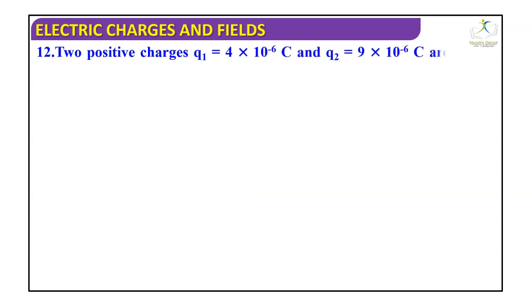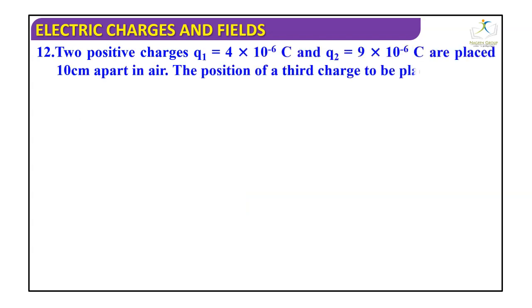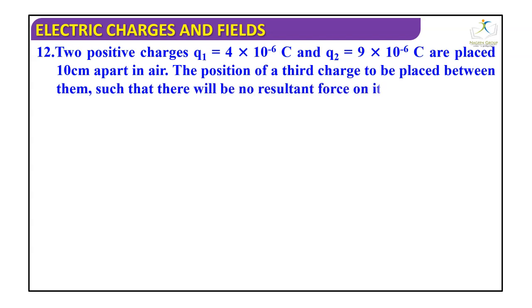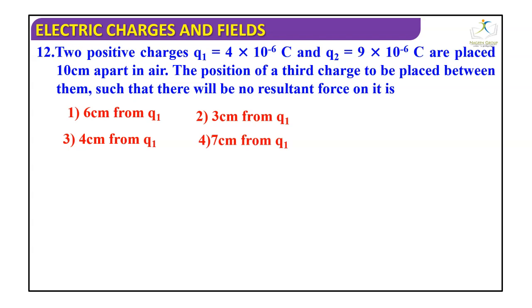Moving ahead with the next question: two positive charges Q1 equal to 4 × 10 to the power minus 6 coulomb and Q2 equal to 9 × 10 to the power minus 6 coulomb are placed 10 centimeter apart in air. The position of the third charge to be placed between them such that there will be no resultant force on it is. The options we have: 6 centimeter from Q1, 3 centimeter from Q1, 4 centimeter from Q1 and 7 centimeter from Q1. So try to solve that particular problem.